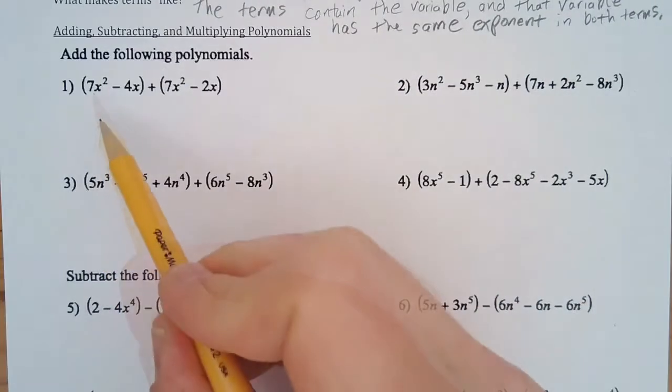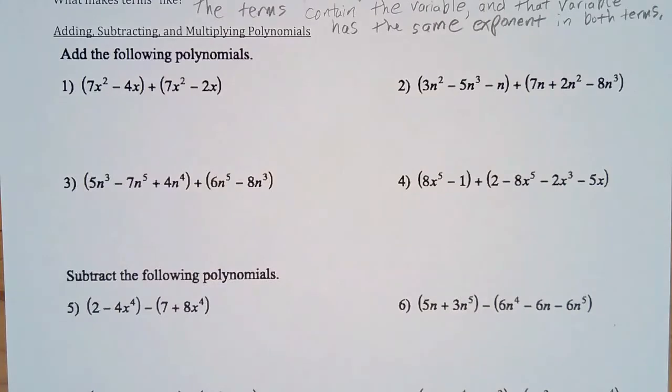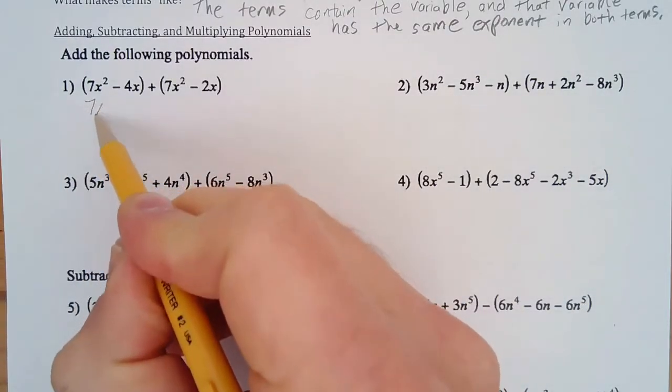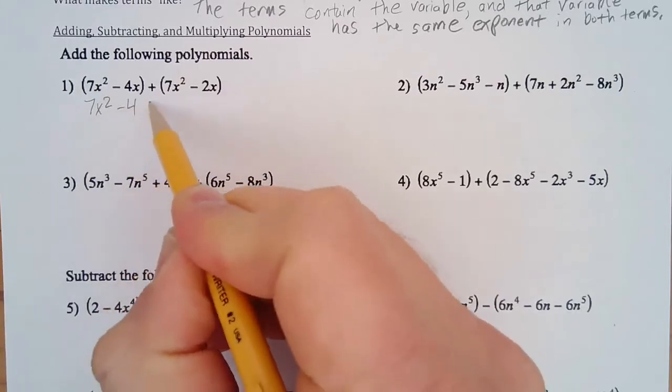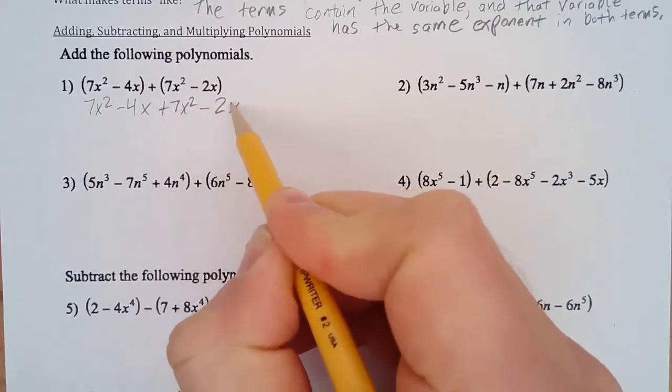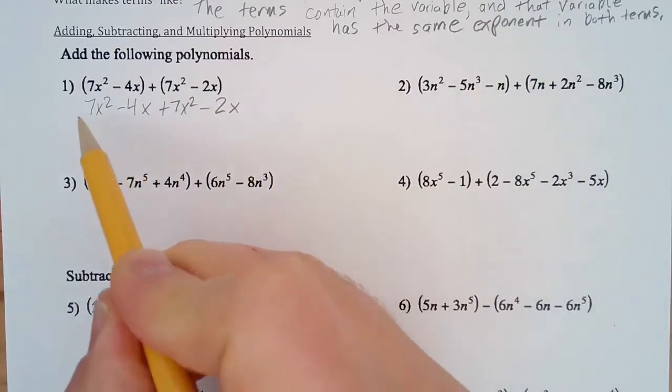So yeah, we have 7x squared minus 4x and 7x squared minus 2x. So we need to combine like terms. You can pretty much just ignore the parentheses. If you want to rewrite it without the parentheses, that's fine, but you don't have to do this step. And now we just combine like terms.